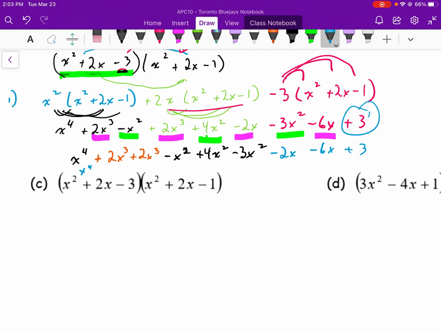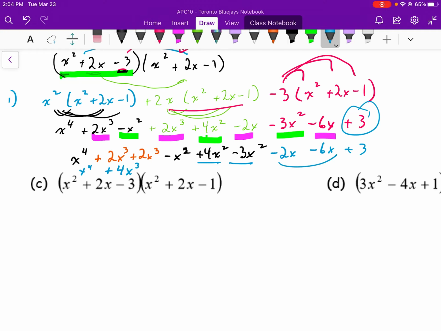So if I combine these like terms, this is 4x cubed, minus x squared plus 4x squared minus 3x squared. I notice that if I join these two up in mental math, that would be 3x squared. And so really, all the x squared terms are going to add to 0. Minus x squared plus 4x squared is positive 3x squared. Minus 3x squared, I just get 0x squared. So I don't need to write anything for that.